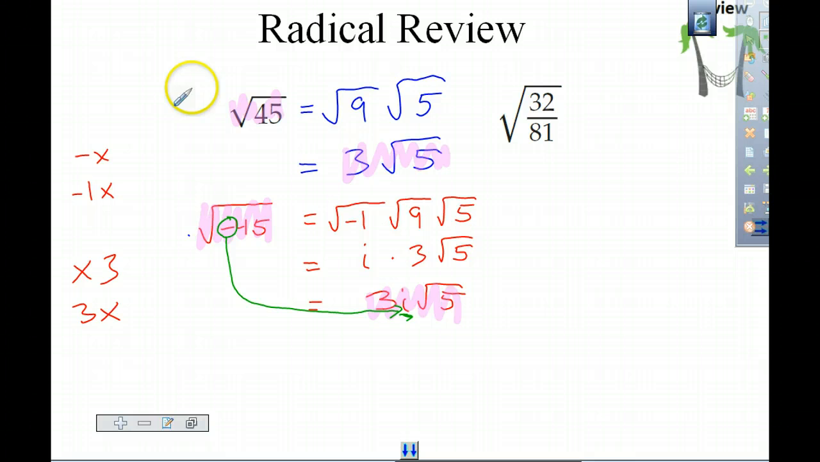But if you look at what you've been doing your whole life with radicals and what you're doing now, two thirds of it is exactly the same. Still break it up into root 9 root 5, make it 3 root 5. It's just that now between the 3 and root 5, we have this i staying in place for the negative inside the square root.